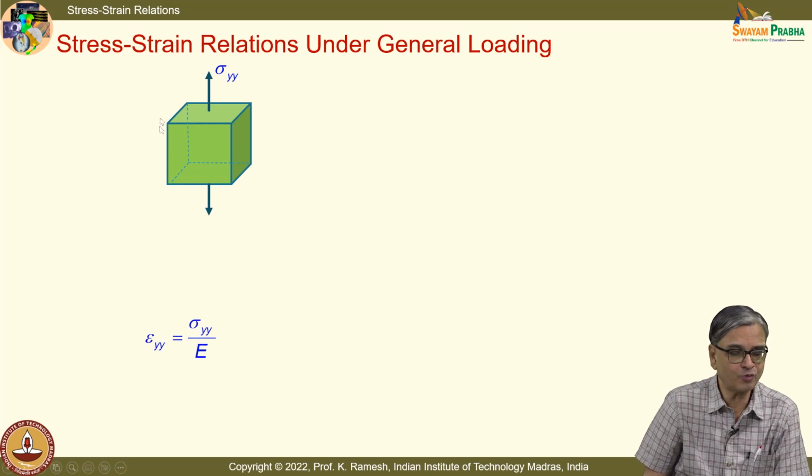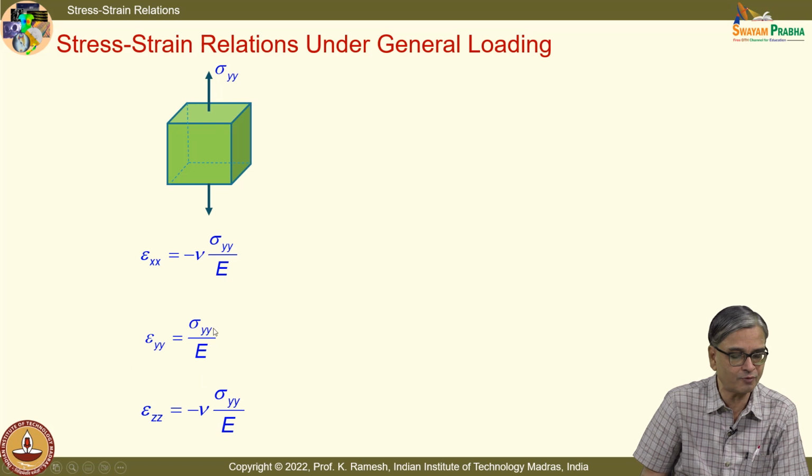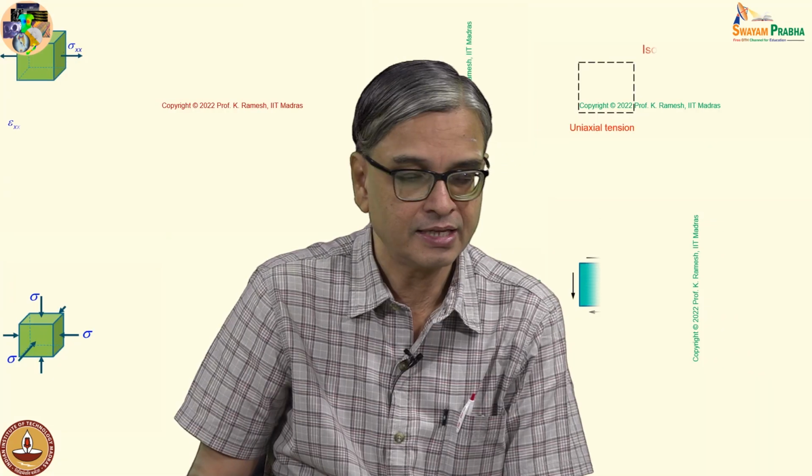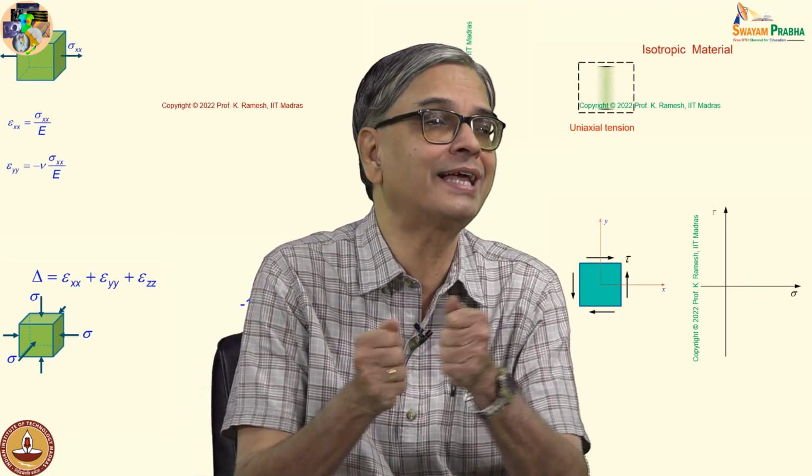Now, let us summarize what we have learned in uniaxial loading. In uniaxial loading, I have got epsilon yy as sigma yy divided by Young's modulus, and epsilon xx as minus nu times sigma yy by Young's modulus, epsilon zz as minus nu times sigma yy by Young's modulus. Suppose I apply the load in the x direction.